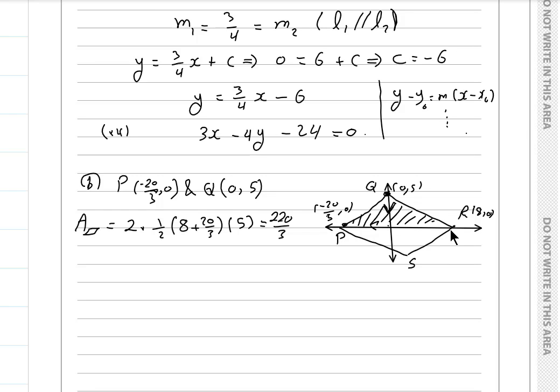Can we do the same here? I mean that I will go from R to S as Q goes from its place to P. I will move 5 units down and then 20 over 3 to the left. This is 5 and this is 20 over 3 as a distance. So the x coordinate of this point should be 8 minus 20 over 3, which is 4 over 3. And of course the y coordinate is negative 5. So S is 4 over 3 and minus 5.